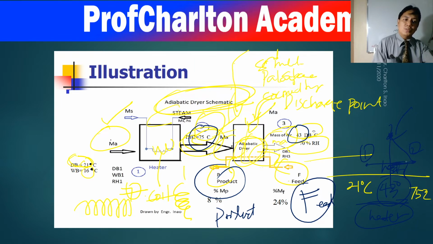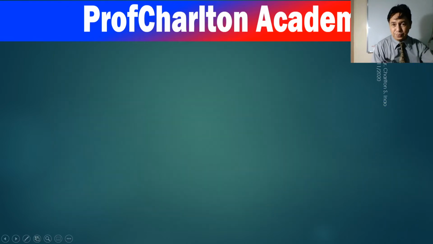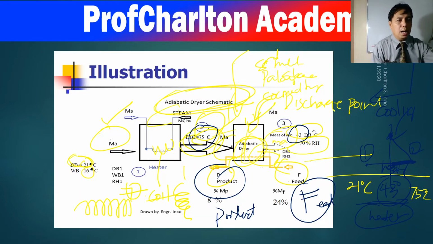It should not be collinear in this. It should not coincide, because there is this process here. So let me review. Here is cooling, and upward is what? Cooling upward is what? Humidifying. Okay, so what's happening is there's a cooling process, meaning lowering of temperature, and then there is this process of humidifying.